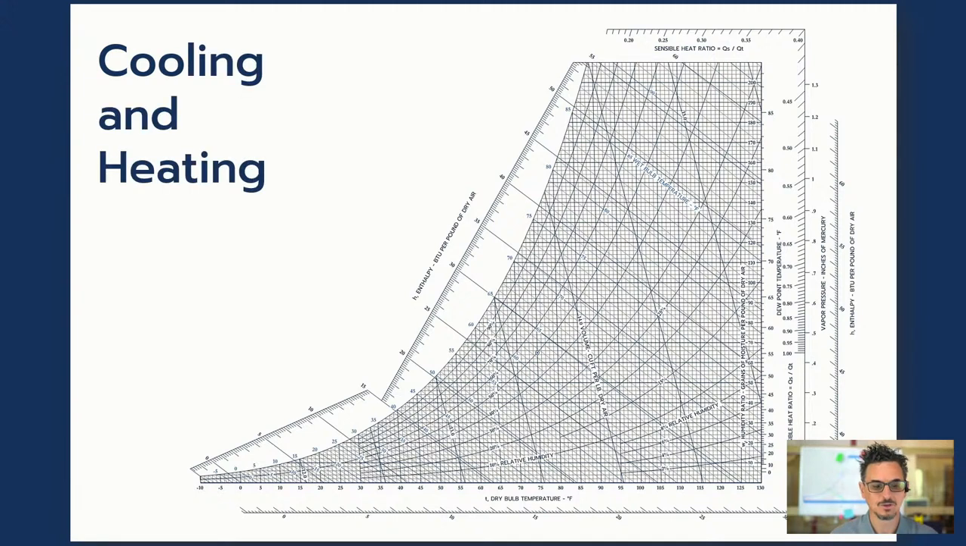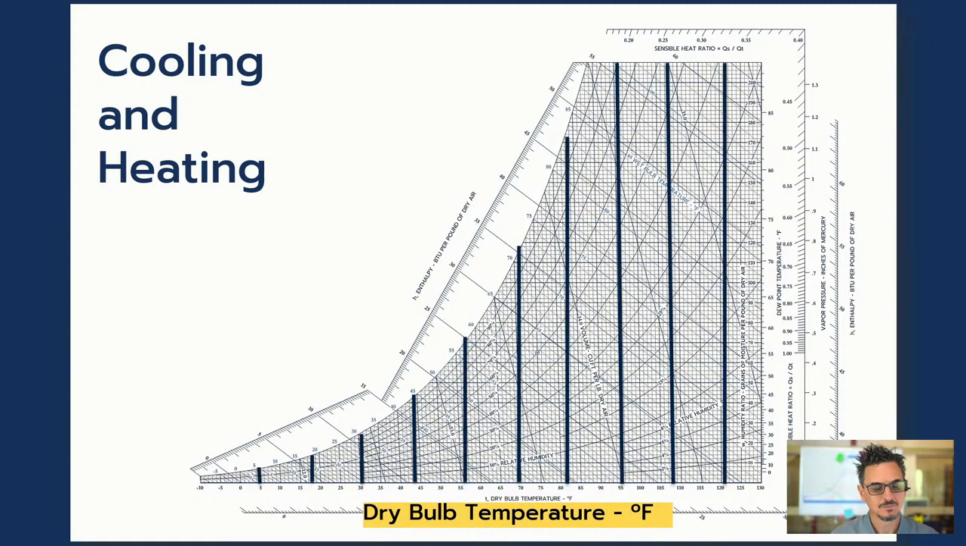So first we'll look at cooling and heating. To do this, we're going to focus on the dry bulb temperature on the bottom. And there's our dry bulb lines. I'm just going to fill in a couple arbitrary temperatures here. What do you notice about the dry bulb? As you move from left to right, they increase. So let's look at a couple different processes and figure out what they would be.